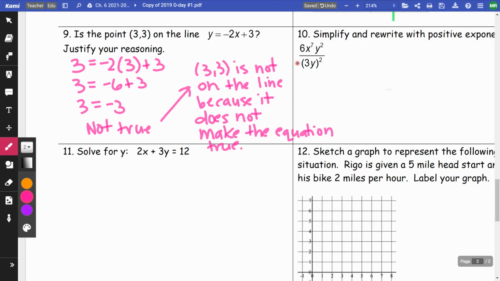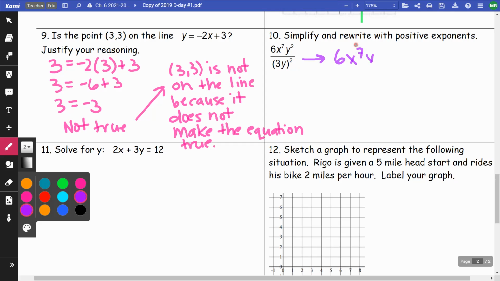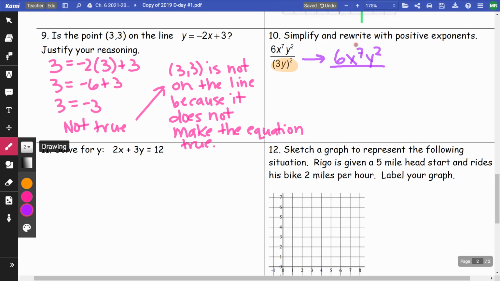On number 10, simplifying, we always want positive exponents. First thing I'm going to do, I am just going to keep the top as is for a second, x to the 6, x to the 7th, y to the 2nd. Now the bottom, I want to work that out. My 3y is being squared, which is going to be a 9y squared. Now, what I noticed right away is I have a y squared on top and a y squared on bottom. So those are going to cancel out.